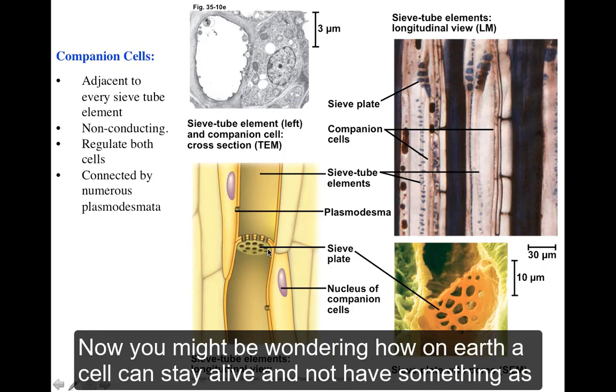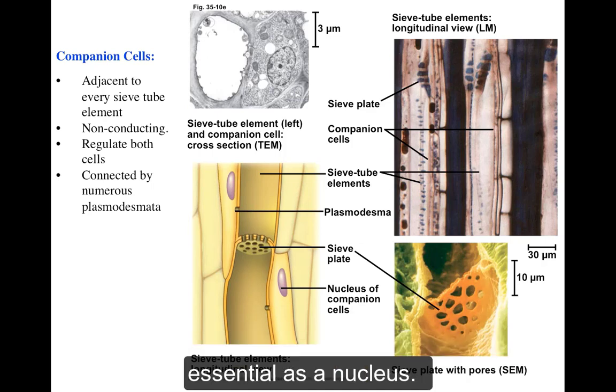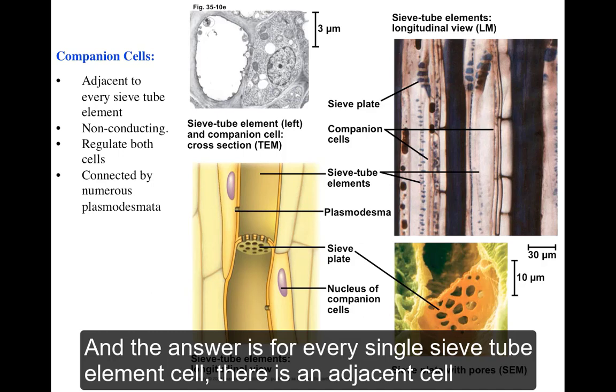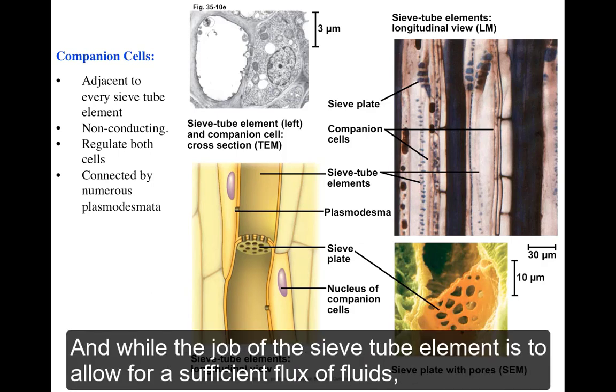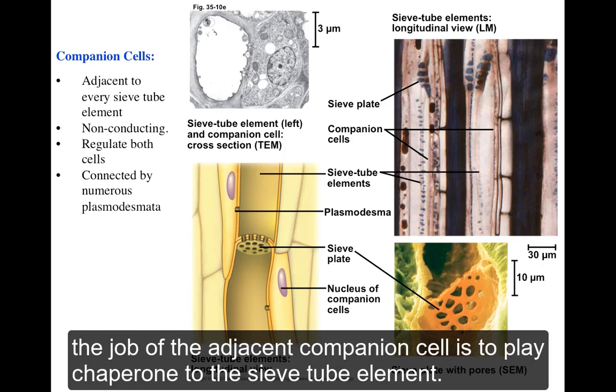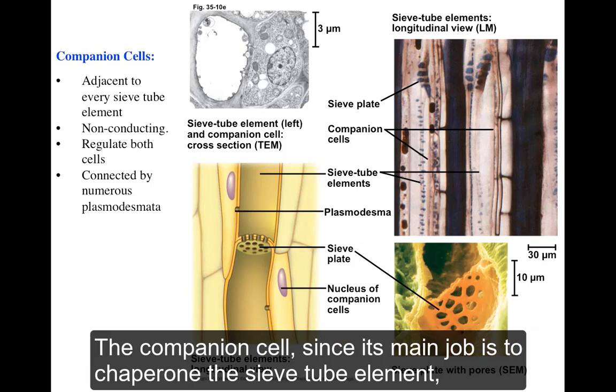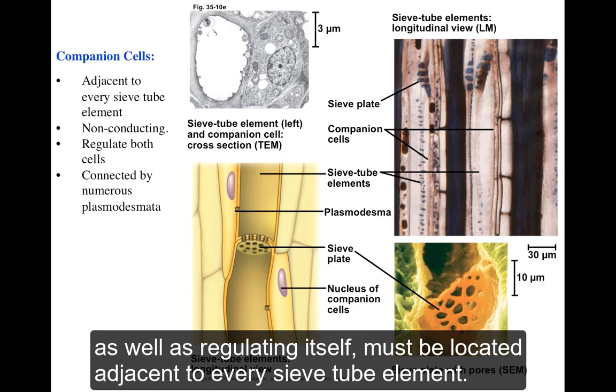Now you might be wondering how on earth a cell can stay alive and not have something as essential as a nucleus. And the answer is, for every single sieve tube element cell, there is an adjacent cell called the companion cell. And while the job of a sieve tube element is to allow for efficient flux of fluids, the job of the adjacent companion cell is to play chaperone to the sieve tube element. The companion cell, since its main job is to chaperone the sieve tube element, as well as regulating itself, must be located directly and adjacent to every sieve tube element.